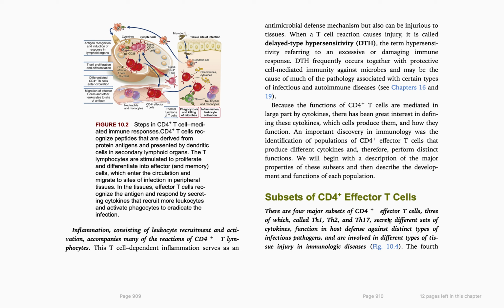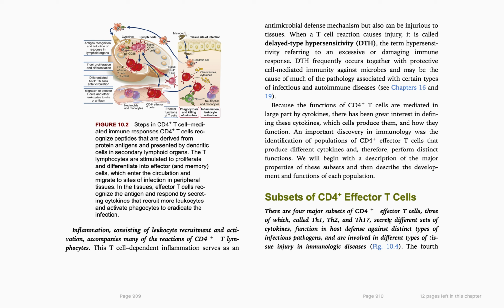The CD4 T cells recognize peptides that are derived from protein antigens and presented by dendritic cells in secondary lymphoid organs. The T lymphocytes are stimulated to proliferate and differentiate into effector and memory cells, which enter the circulation and migrate to the site of infection in peripheral tissue. In the tissue, effector T cells recognize the antigen and respond by secreting cytokines that recruit more leukocytes and activate phagocytes to eradicate the infection.